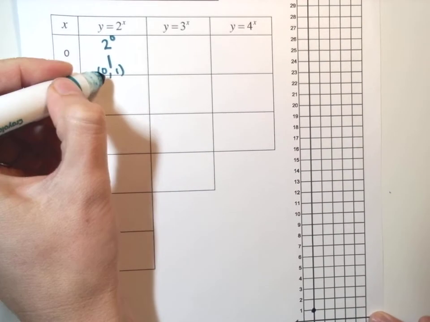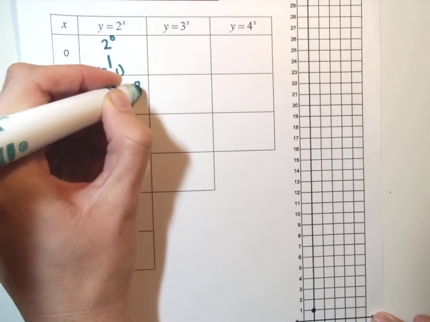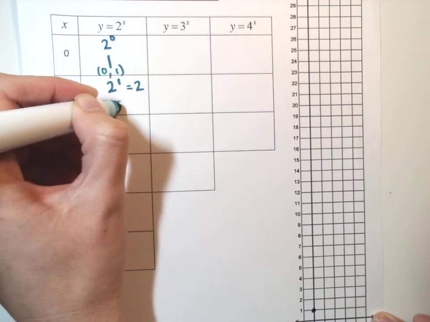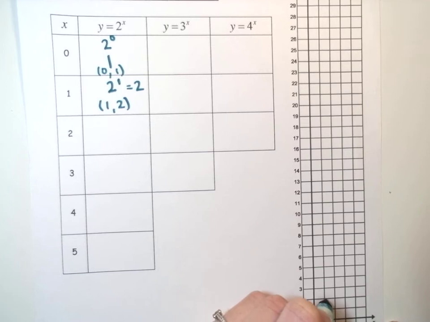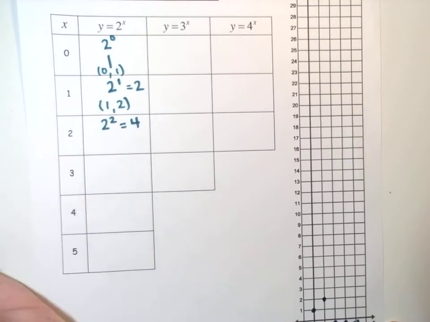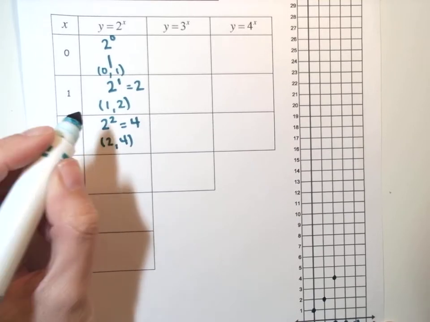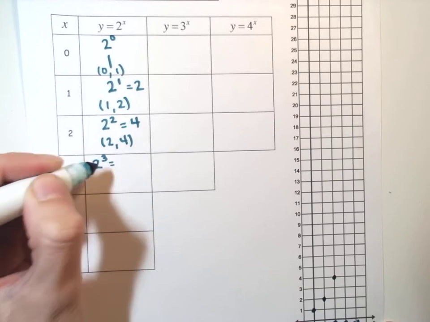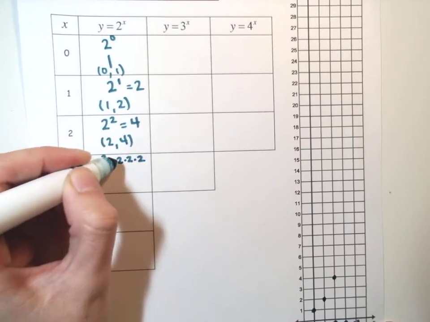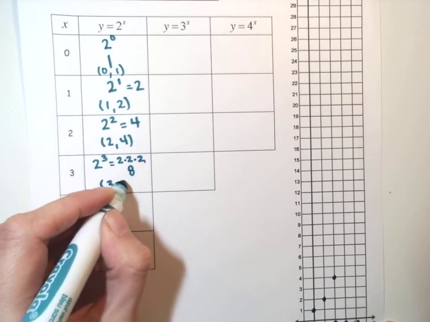And then we have x is 1. So y is 2 to the first power, and 2 to the first power equals 2. So the next point would be 1, 2. We go to 1 and go up to 2. And then 2 to the second power, 2 times 2 is 4. So our next point would be 2, 4. And then we have 3, so 2 to the third power, that's 2 times 2 times 2. 2 times 2 is 4, 4 times 2 is 8. So our next point would be 3, 8.